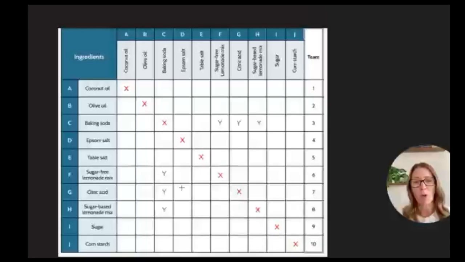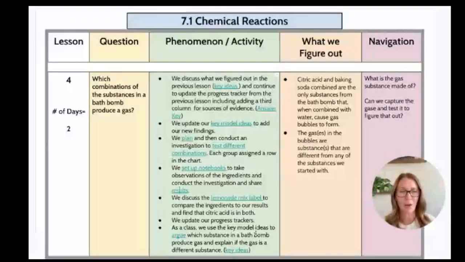And so the results should look something like this. When you share them, this is the row that nobody does because it's the same ingredients together. But you'll notice there's going to be 3 yeses for bubbles on the lemonade mix, the citric acid in the lemonade mix. There's 2 different lemonade mixes. All of them have bubbles with baking soda. So there's a pattern here. And so it leads us to believe what's in the lemonade mix.